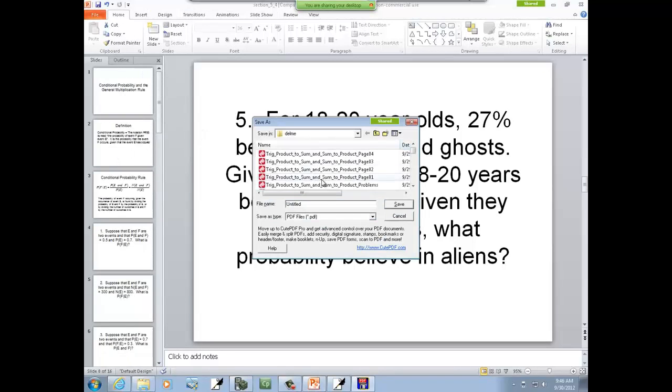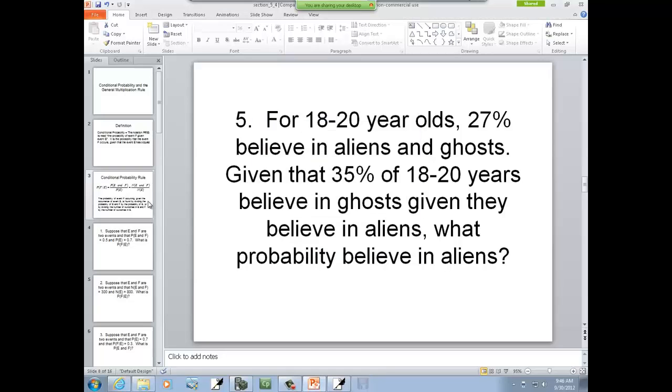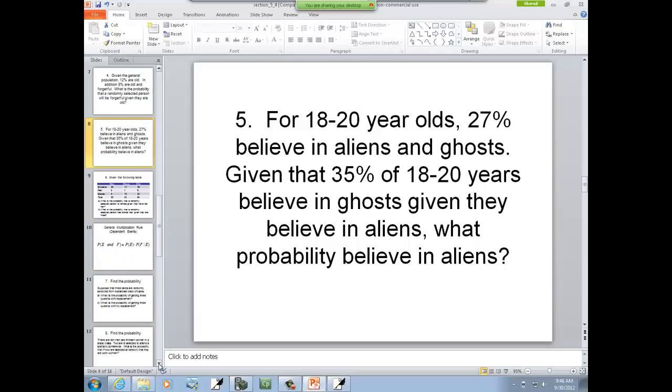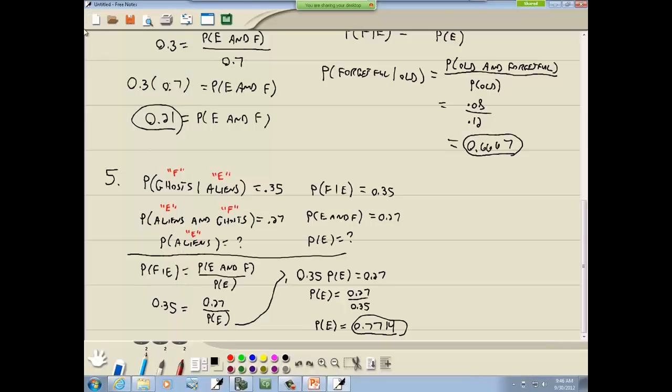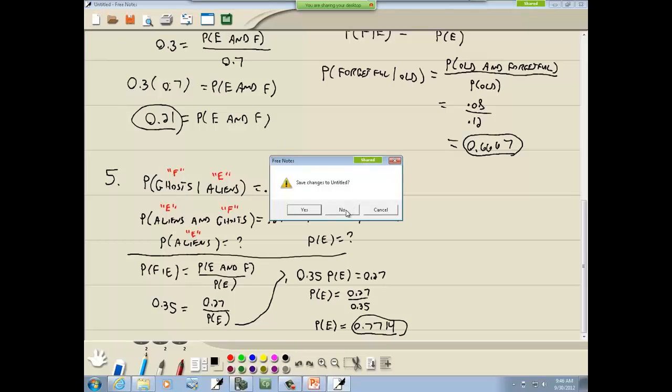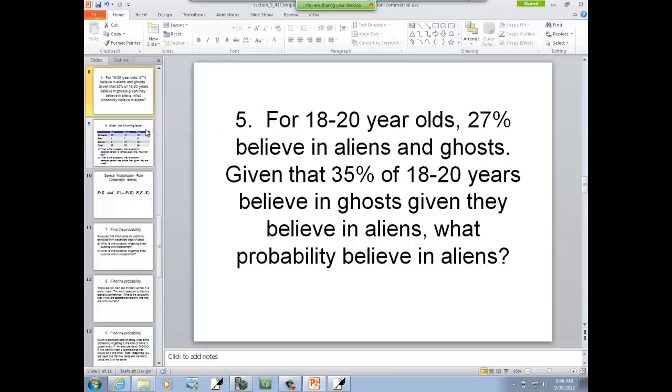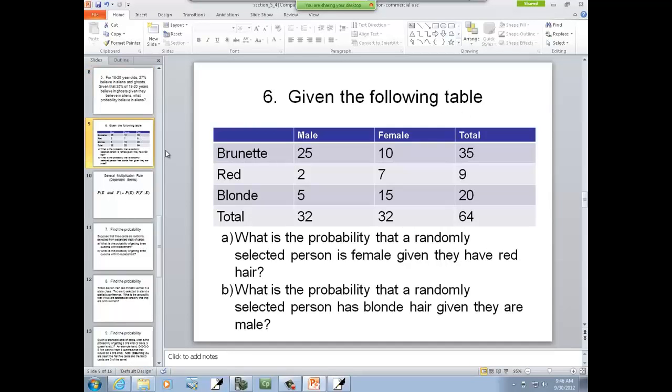Conditional probability and general multiplication rule. Page 01. There we go. Well, let's look at number 6.